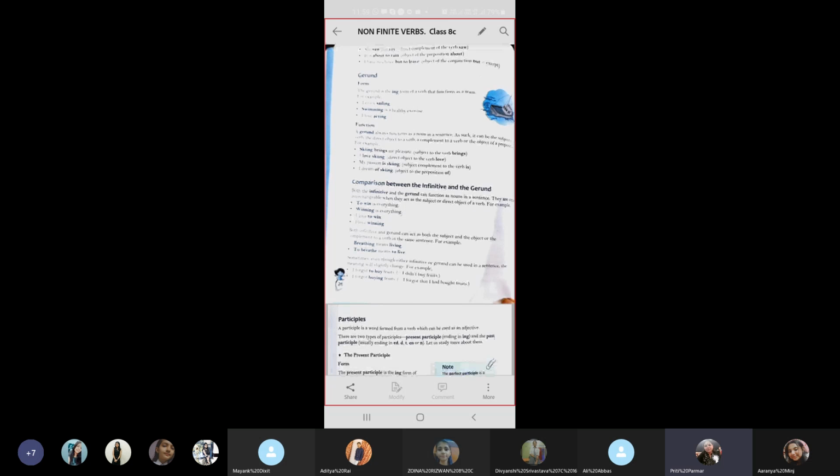Then, comparison between infinitives and the gerund. Let us see the comparison. How are they different? Both the infinitives and the gerund can function as nouns in a sentence. They are often interchangeable when they act as the subject or direct object of a verb. For example, to win is everything. Here, to win acts as an infinitive. Let us change it into a gerund. Winning is everything. See, I added ing and it is acting as a noun. It is behaving as if it is a noun in a sentence.